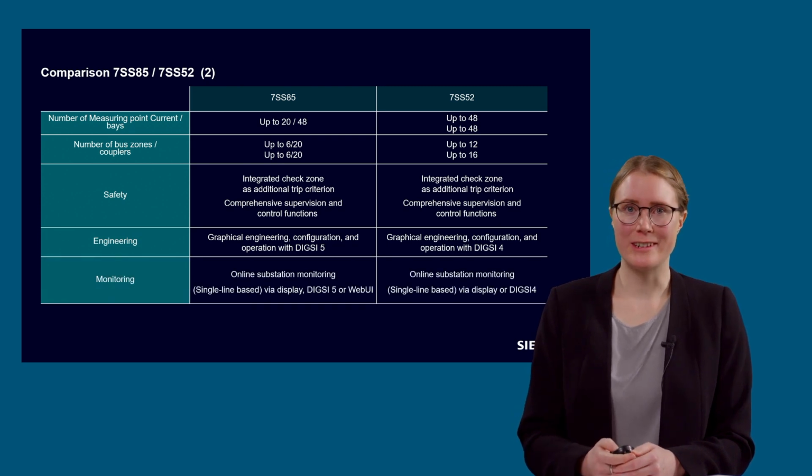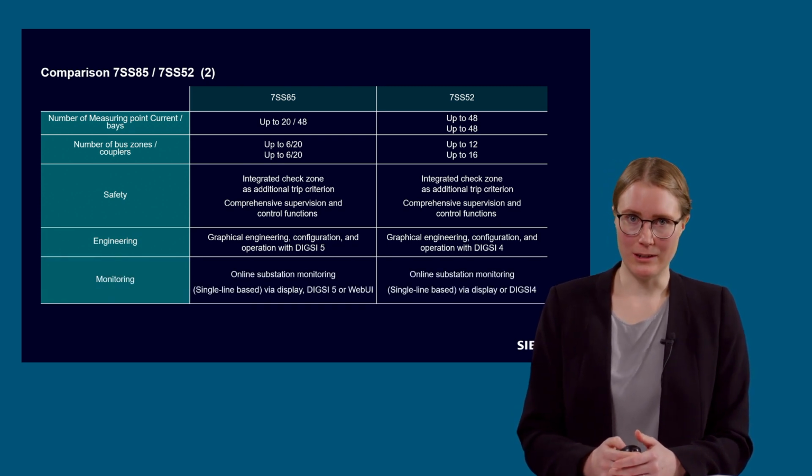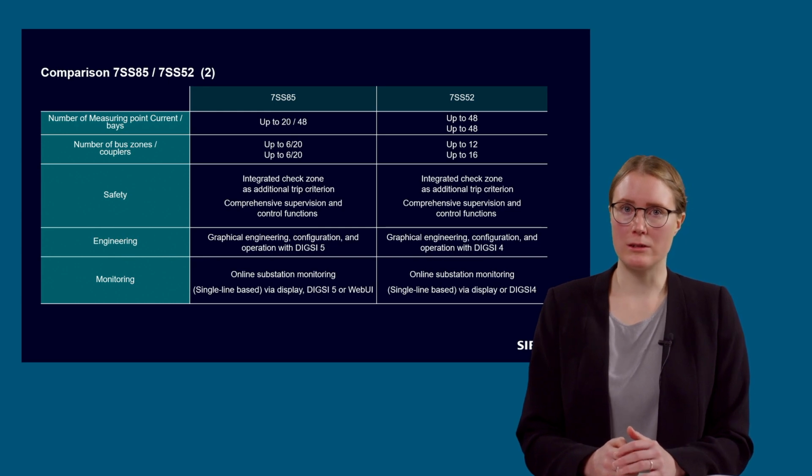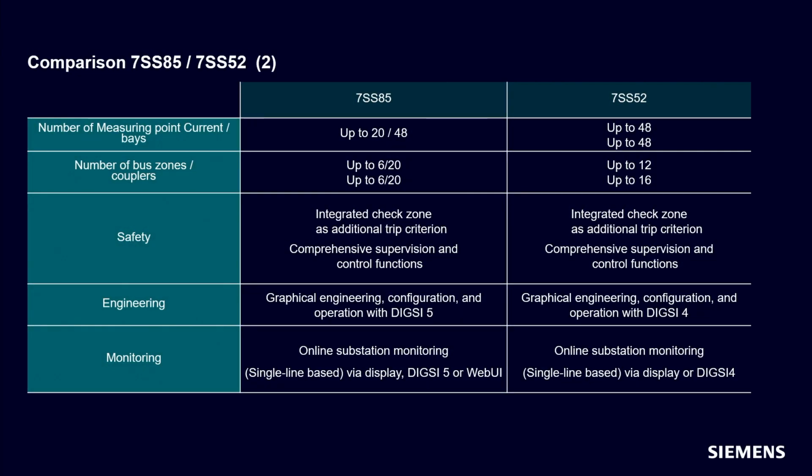For the online monitoring, we can offer for Sipotec 4 and Sipotec 5 the single line based view via display or DIGSI 5. There you can check the current values, the differential values for each zone, and the disconnector image with the status of all disconnectors. For the 7SS85, there's additionally the web browser available.